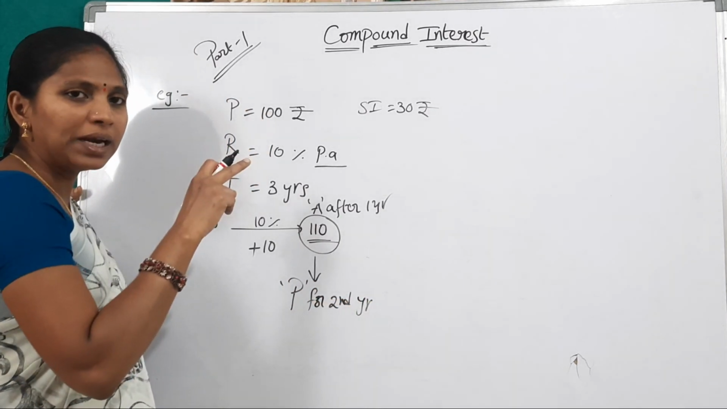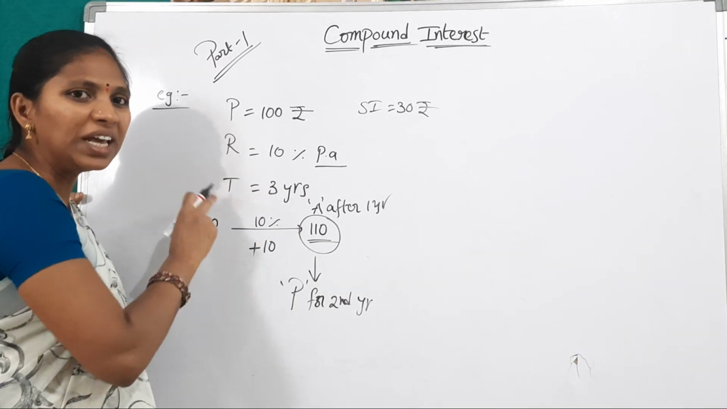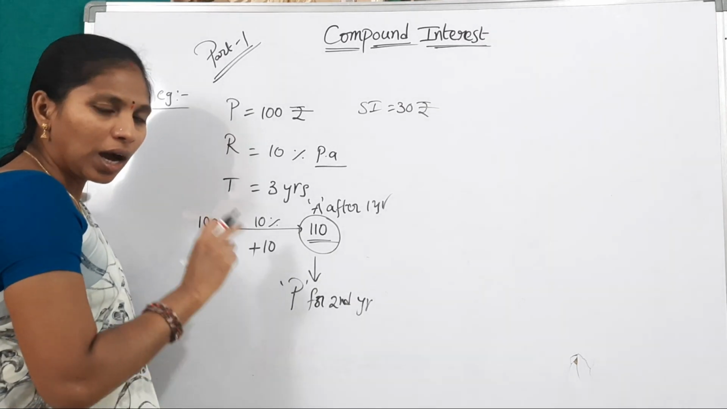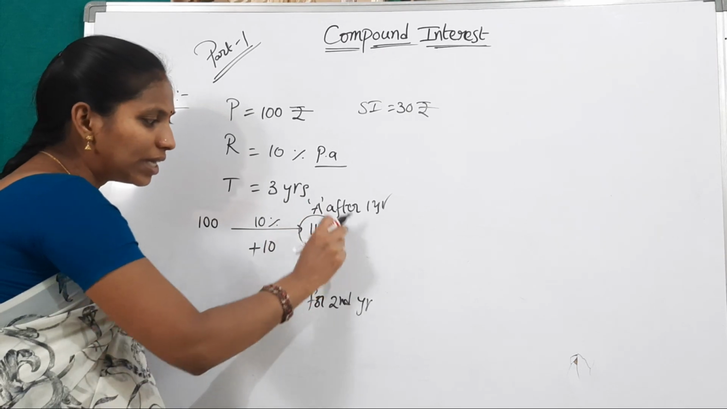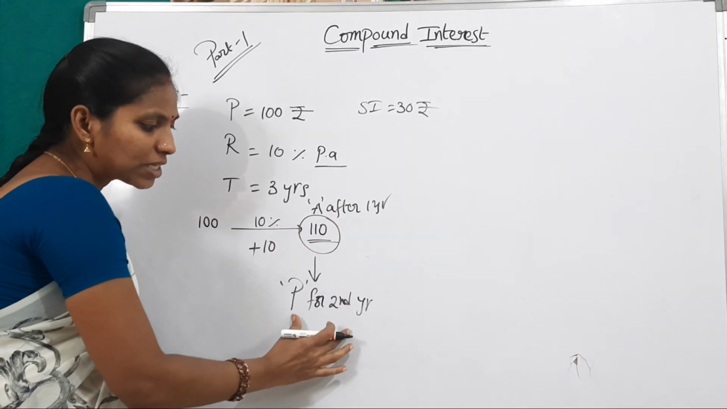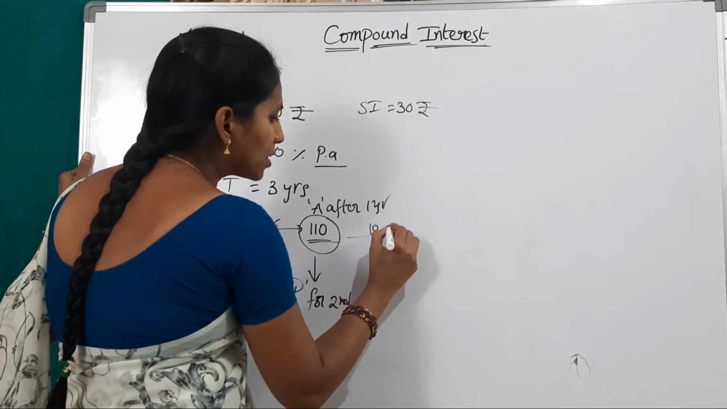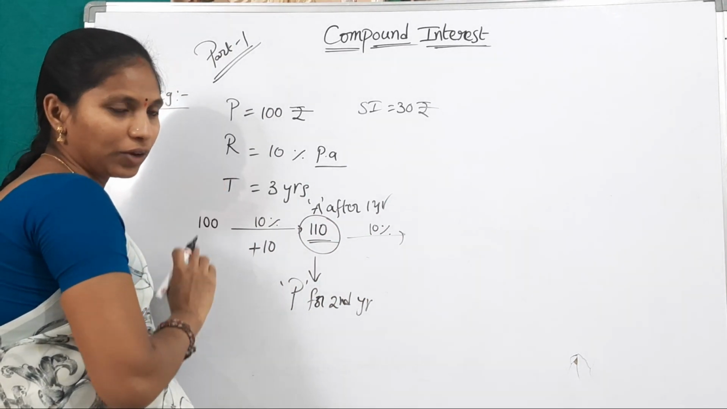In the case of simple interest, 10% is calculated on only the principal in each and every year. But in the case of compound interest, we calculate interest on this amount for the next year, because this is the principal for the second year. Now calculate 10% on this 110, not on this 100 rupees.